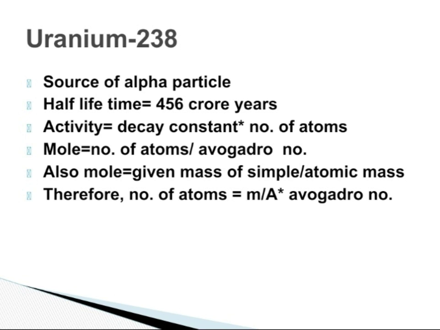Activity is equal to the decay constant multiplied by the number of atoms. The number of moles is equal to the number of atoms divided by the Avogadro number. Also, the number of moles is equal to the given mass of the sample divided by the atomic mass. So relate these two relations and find the number of atoms in the given sample.